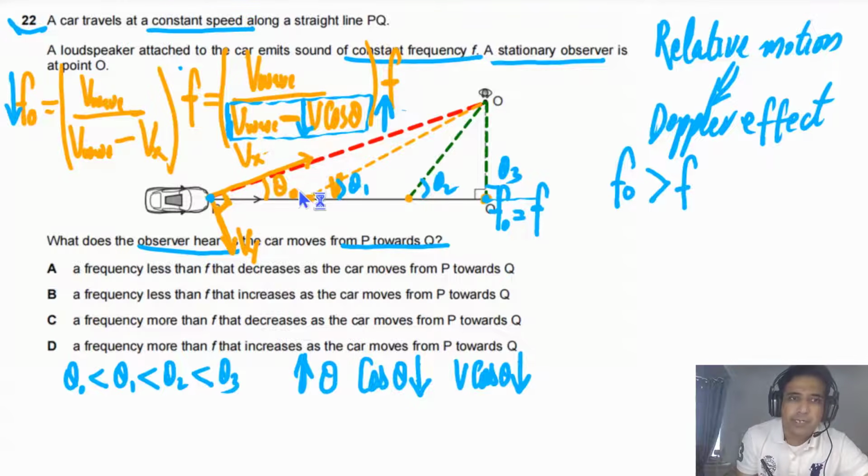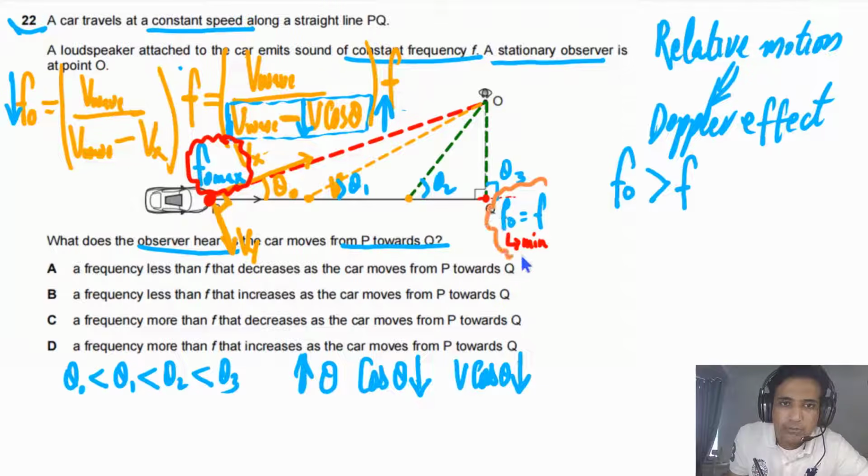So it simply means that at this point, observed frequency is maximum. Let me use a different color, let me use red because this point is very important. At this point, observed frequency is maximum, and at this point, observed frequency is minimum. This is equal to the frequency of sound produced by the source. I hope that now you can see why these two frequencies are equal at this point. Let me explain why they are equal at this point.